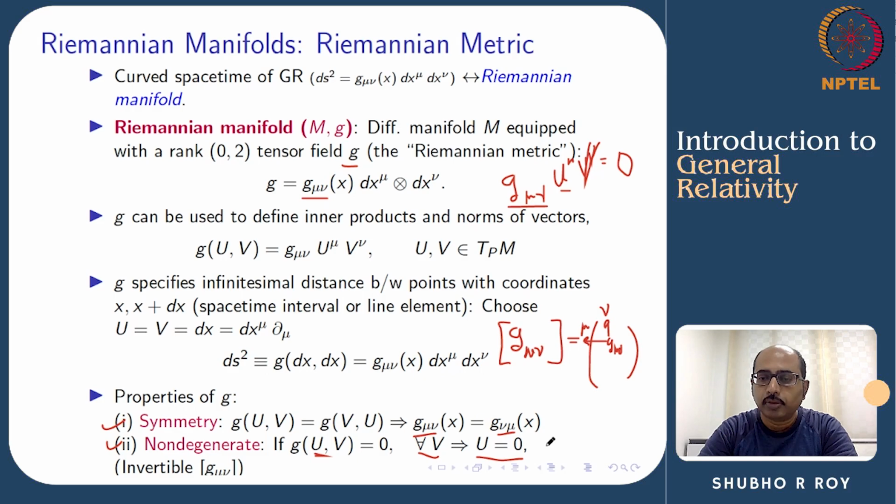This is good because then this matrix becomes invertible. So, invertible G. Invertibility and the symmetry under transpose, these are conditions on the metric tensor.